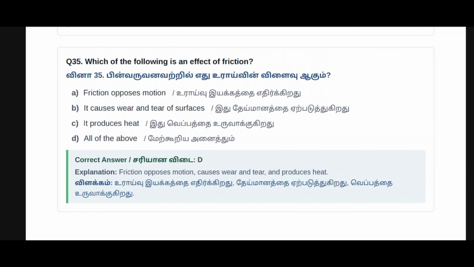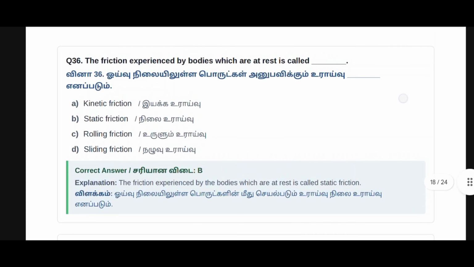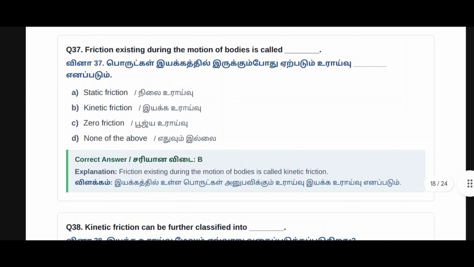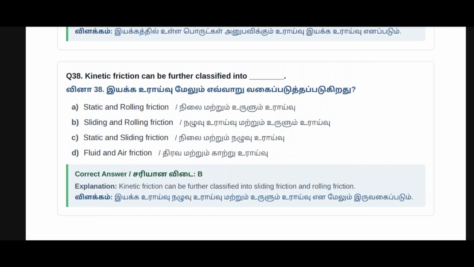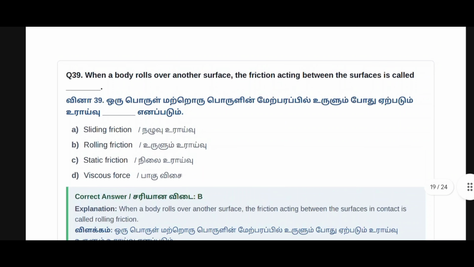Which of the following is an effect of friction? Option D, all of the above. The friction experienced by bodies which are at rest is called dash. Option B, static friction. Friction exerted during the motion of the bodies is called dash. Option B, kinetic friction. Kinetic friction can be further classified into dash. Option B, sliding and rolling friction. When a body rolls over another surface, the friction acting between the surfaces is called dash. Option B, rolling friction.